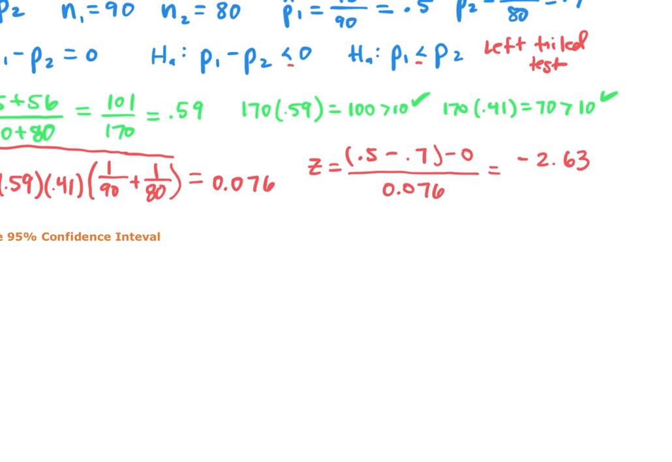And if we look at finding the p-value, remembering that we have a left-tailed test, here's our z-value, negative 2.63. The area is this here. That's our p-value. And from the table, we see that we have a p-value of 0.0043. All right, so that's our p-value.